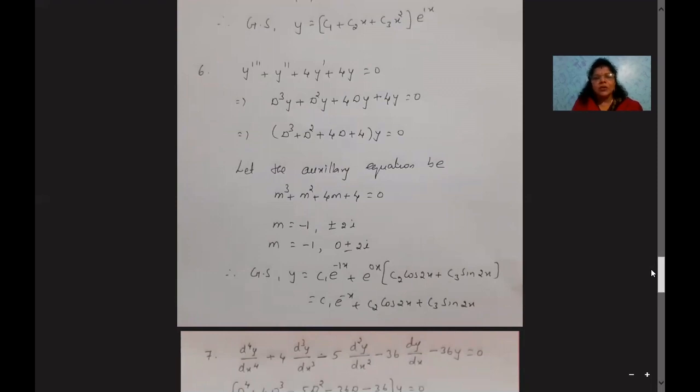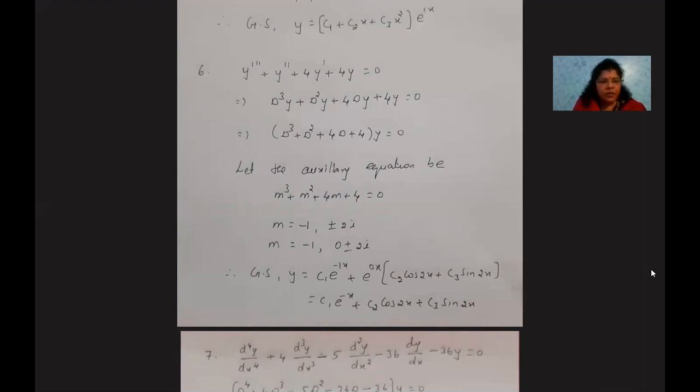When we solve this cubic degree equation, we'll obtain the three roots: minus 1 is one of the roots, that is real and distinct. The other two roots are complex, that is plus or minus 2i. Using a calculator you can see that 2i is one of the roots and minus 2i is another root. Always write the complex root in the form of alpha plus or minus i beta. Since the real part is not there, I'm taking alpha as 0 and beta as 2.